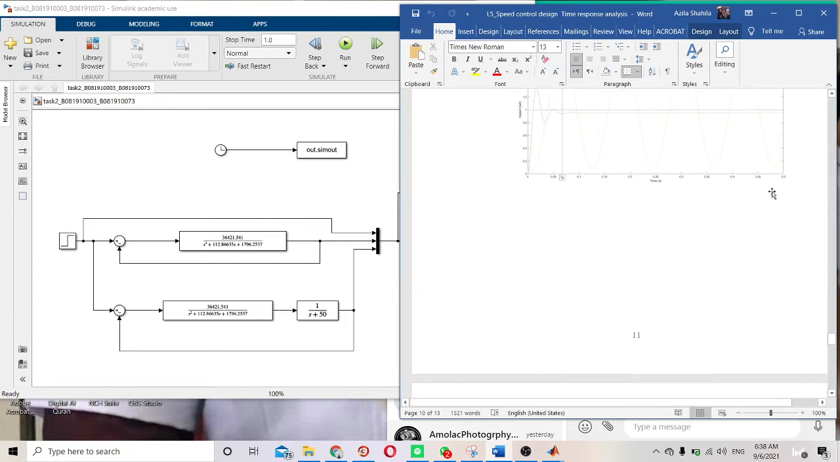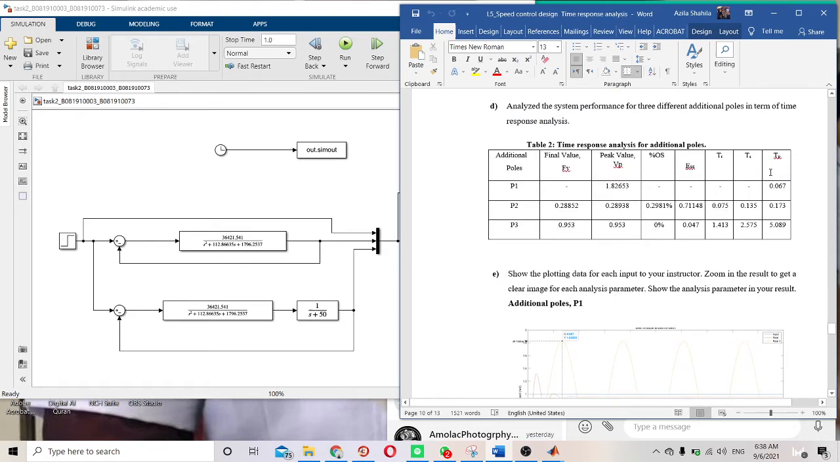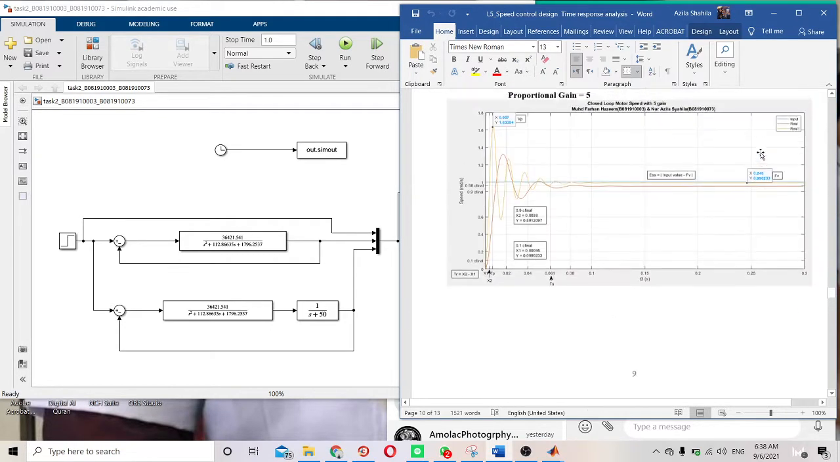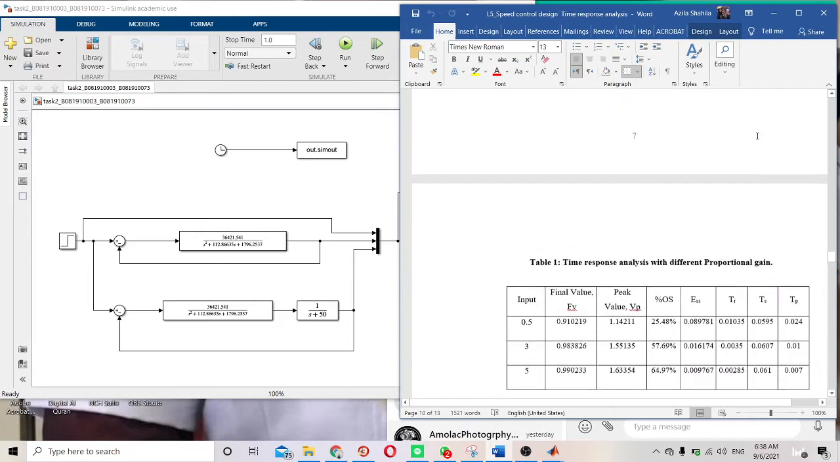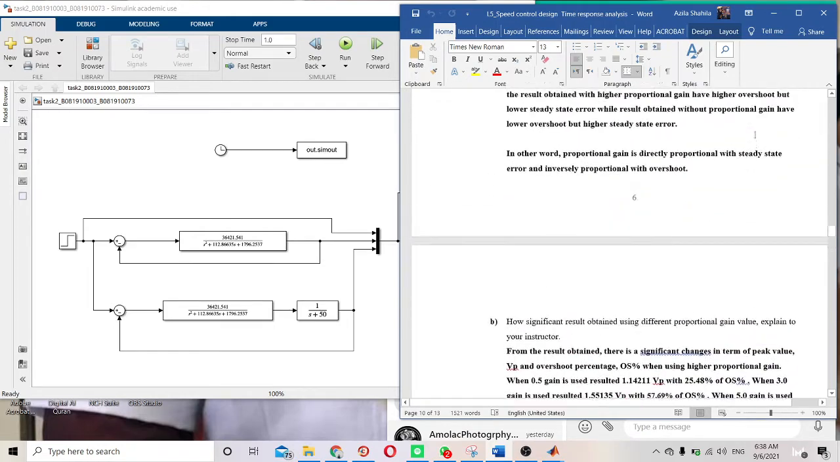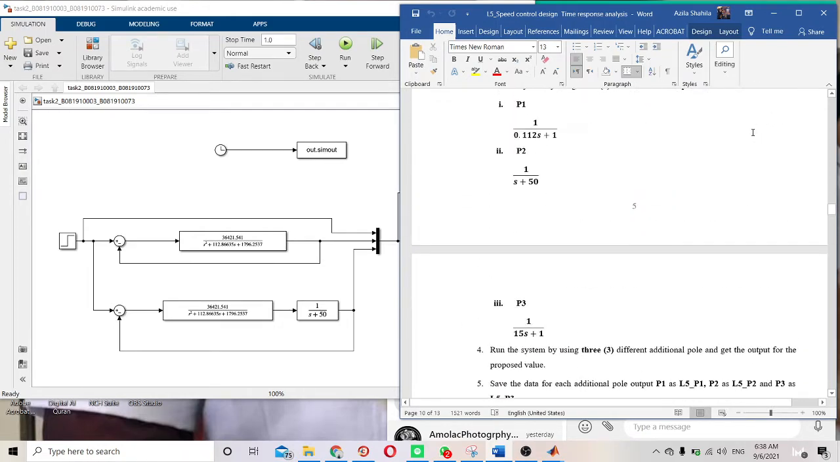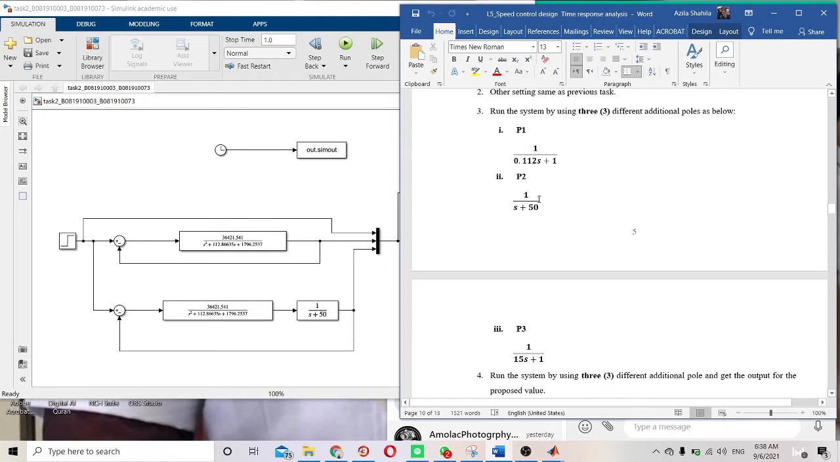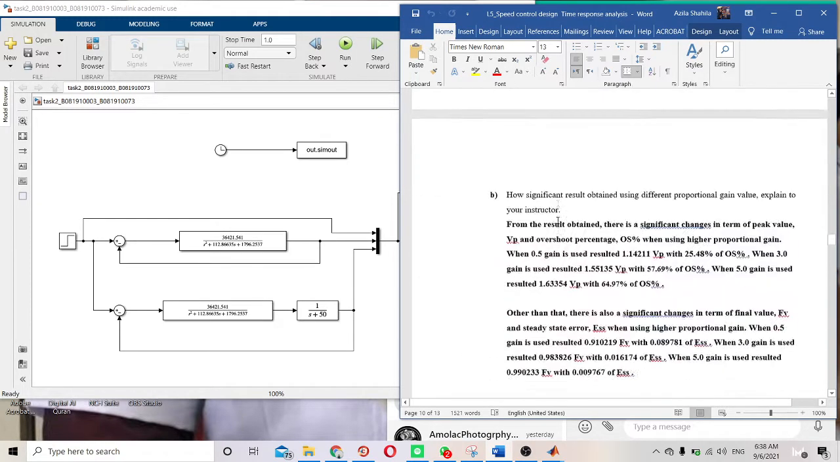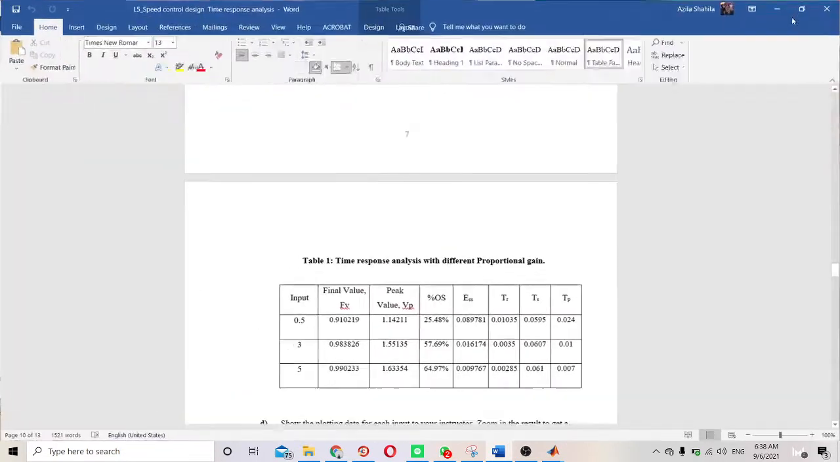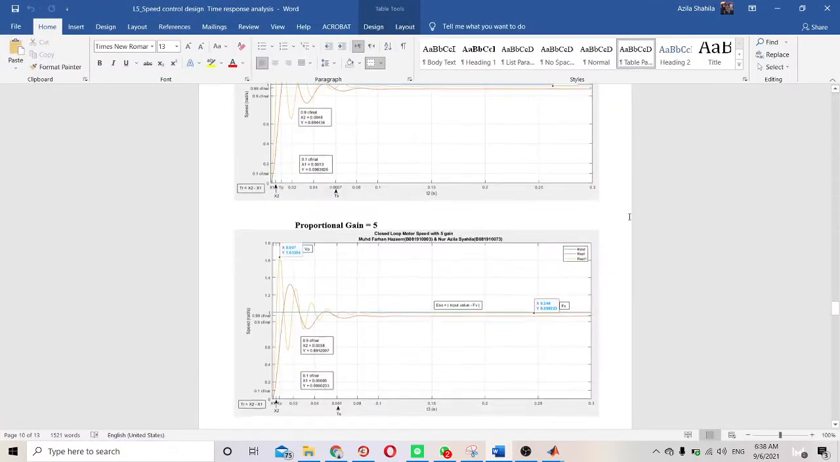Okay, we move on to pole 2, wait, we scroll first. Pole 2 is 1 over S plus 50. Okay, we make it a bit bigger.